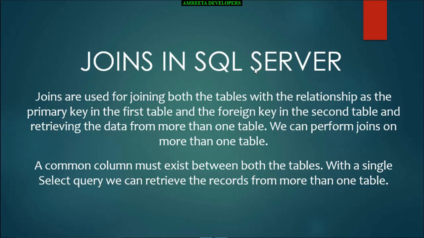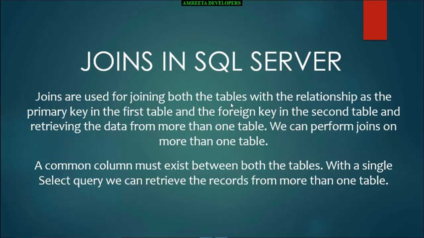A common column must exist between both tables, so that a single select query can retrieve records from more than one table. A common column means, suppose table 1 contains the primary key, which is the foreign key in the second table. So the primary key column is the common column in the tables, which will be used by the select query. Let's see how to use joins practically.